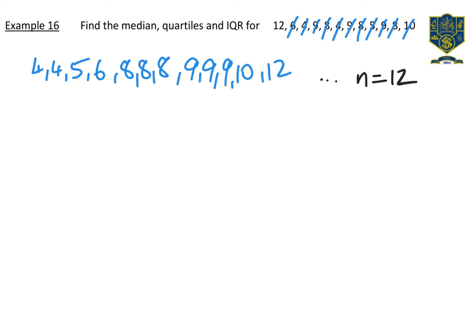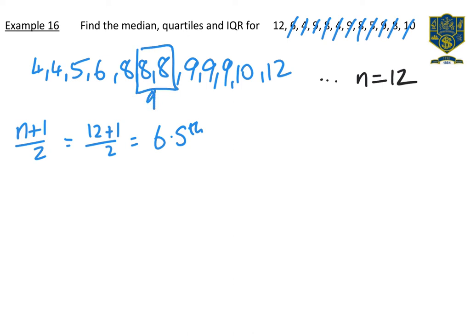So the median, which is Q2, is (n plus 1) over 2. 12 plus 1 over 2, which is the 6.5th term. So we're going to look between the 6th and the 7th term. So 1, 2, 3, 4, 5, 6, and 7. So the median is going to be between the 6th and the 7th term. So it's going to be (8 plus 8) divided by 2, which is 8.